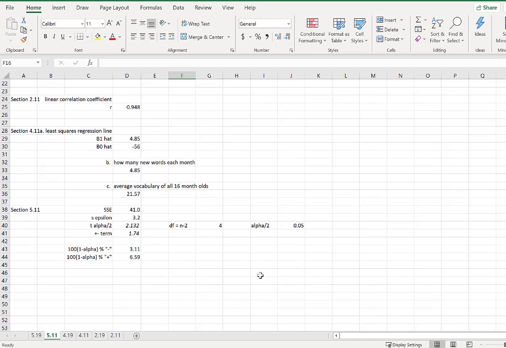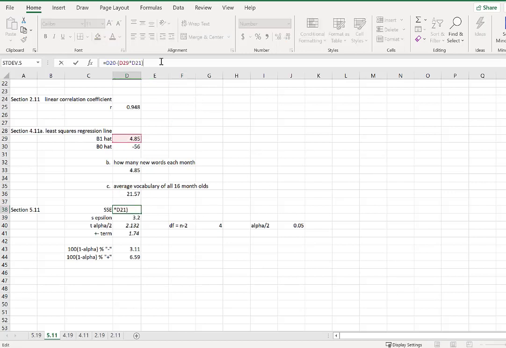Some of the terms we'll need to know: we mentioned the sum of the squared errors for the least squares regression line, and that was SSE. The formula for that one was the sum of the squares of the y's minus our beta 1 hat times the sum of the squares of the xy's.